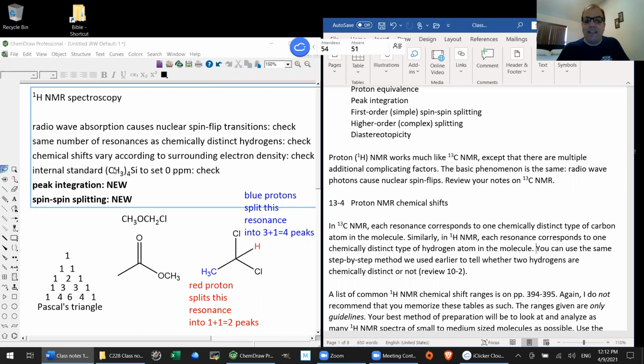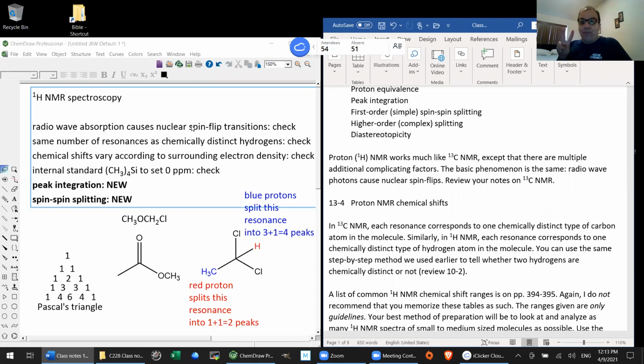And generally, the instrument nowadays does that for us. And sometimes it needs a little bit of help. But this is why, as you look at proton NMR spectra, you might see a peak at 0 parts per million. That's your tetramethylsilane. That's your internal standard. So those are the ways in which carbon and proton NMR are the same. There's 2 major differences that are called peak integration and spin-spin splitting. And that's what we're mainly going to focus on today.